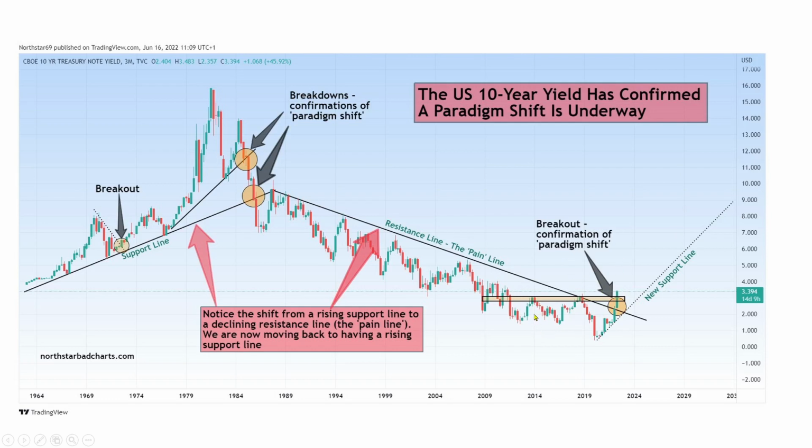It also can be driven by credit cycles. And I'll show you what the money supply looks like. He has a really good chart that has this. But what he says is, notice the shift from a rising support line to a declining resistance line. The pain line is what he calls it. We are now moving back to having a rising support line. There's our rising support line. So this is a huge paradigm shift.